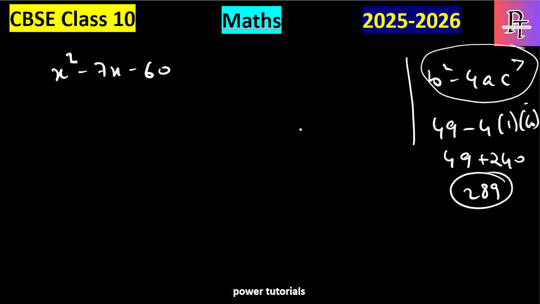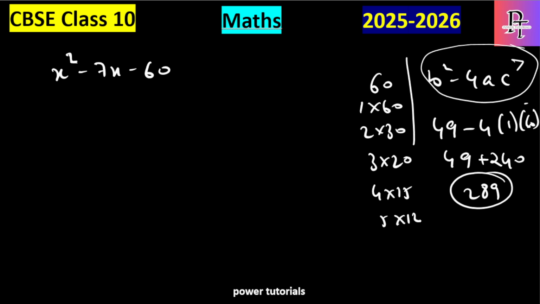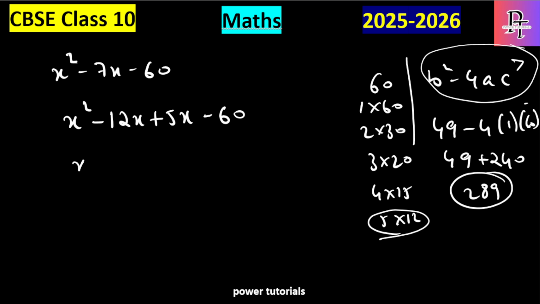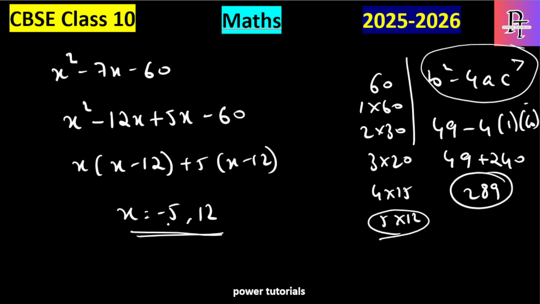Okay, so using the factorization method, you need to get the factors of 60. Let's find the factors of 60. It is 1 into 60, 2 into 30, 3 into 20, 4 into 15, 5 into 12. Yes, using 5 into 12, I can get 7, which is 12 minus 5. So it becomes x square minus 12x plus 5x minus 60. If I take x as common, I'll get x minus 12, and if I take 5 as common, I'll get x minus 12. As the values, I got minus 5 comma 12. This I have solved using factorization.